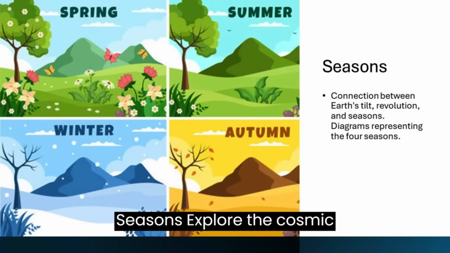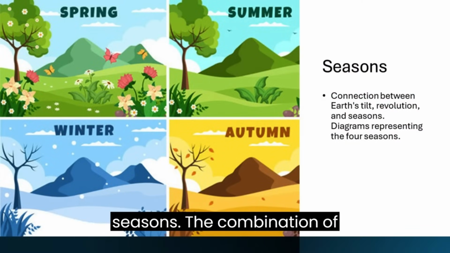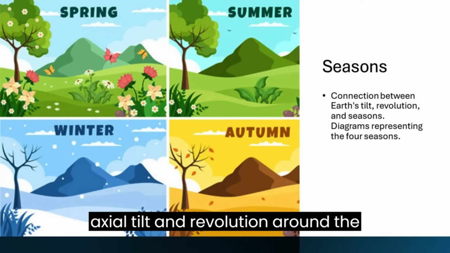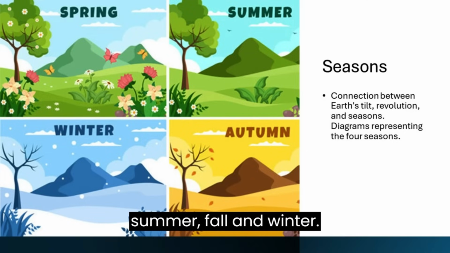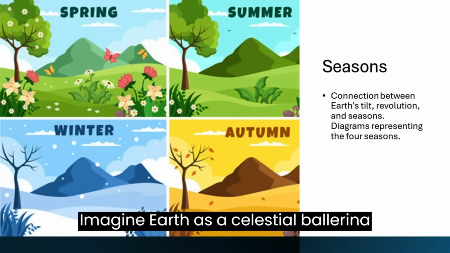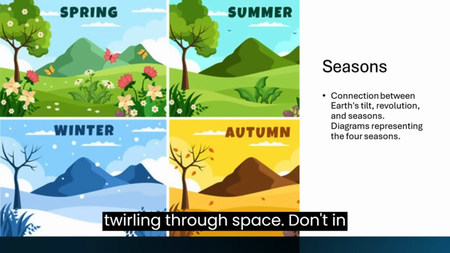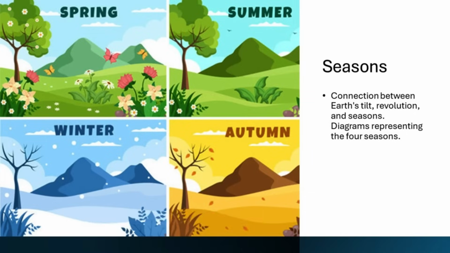Seasons. Explore the cosmic ballet that orchestrates Earth's changing seasons. The combination of axial tilt and revolution around the Sun creates the symphony of spring, summer, fall, and winter. Imagine Earth as a celestial ballerina twirling through space, donned in different seasonal costumes throughout the year.